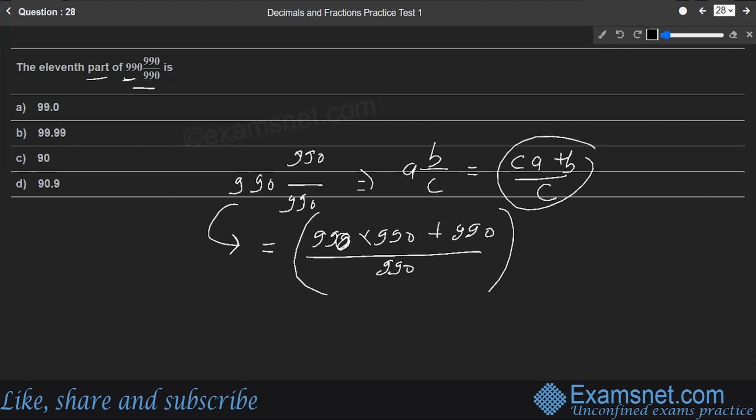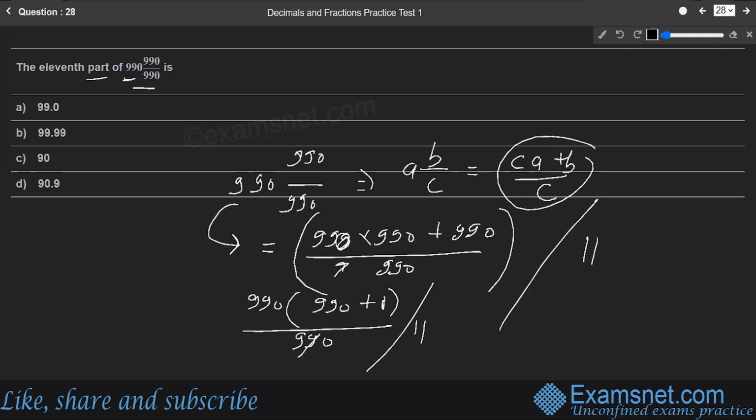It is saying we are supposed to find the 11th part. The 11th part can be found by dividing any number by 11. So we have to divide this number by 11. That will be the 11th part of this number. With this expression, we are not supposed to multiply or add; we'll take as many things as common. So let us take 990 as common. We are left with 990 plus 1 in the bracket, divided by 990, divided by 11. This 990 gets cut by the other. So ultimately we are left with 991 divided by 11.